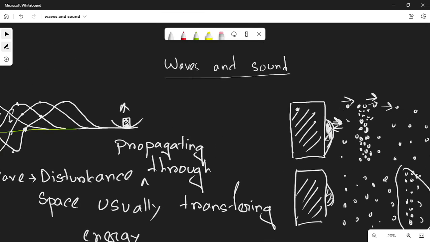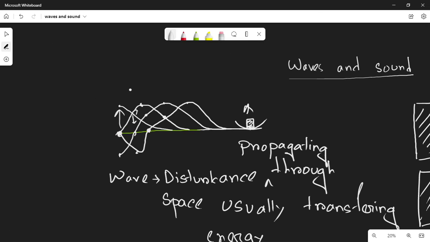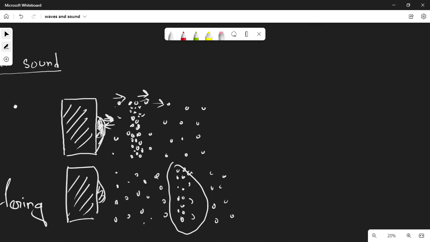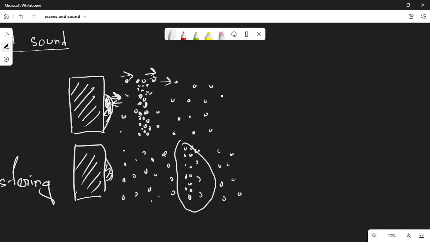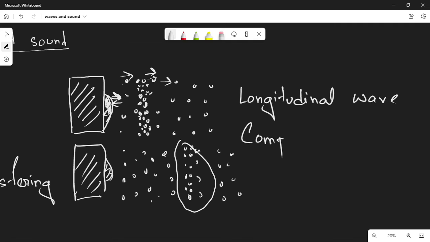And if you see this kind of wave, it's called the transverse wave. This kind of wave. And the sound wave, or the wave through any medium or space, it's called the longitudinal wave, or the compressed wave, because you see here is a compression that is being produced here, right?